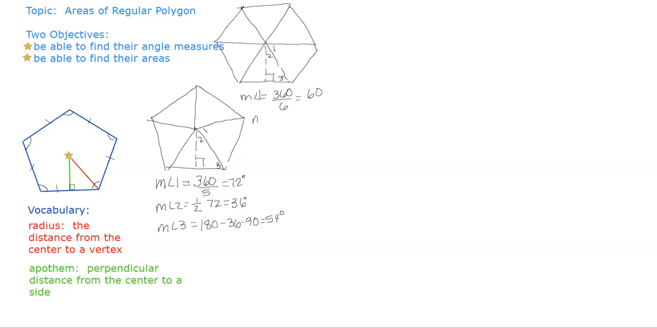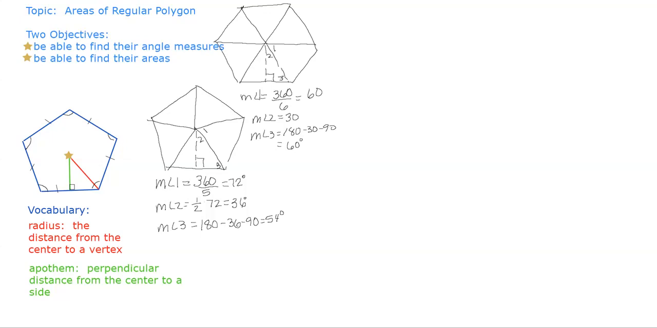Then the measure of angle 2, remember angle 2 bisects that angle up there. So that gives me that the measure of angle 2 is 30, which makes the measure of angle 3 equal to 180 minus 30 minus 90. So that makes my measure of angle 3 equal to 60 degrees. So in this particular case, I have a 30-60-90 special right triangle. Okay, that's how you find the interior angles of polygons.